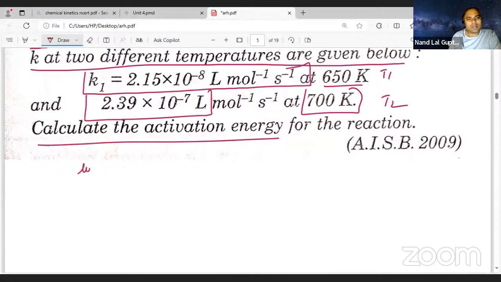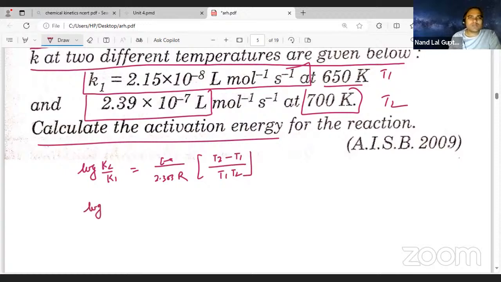The log formula is log K2 by K1 is equal to activation energy Ea upon 2.303 R, times T2 minus T1 upon T1 T2. So this is the log K2. What is the K2 value? You can see this is the K2 value, 2.39 into 10 power minus 7. This value is there.